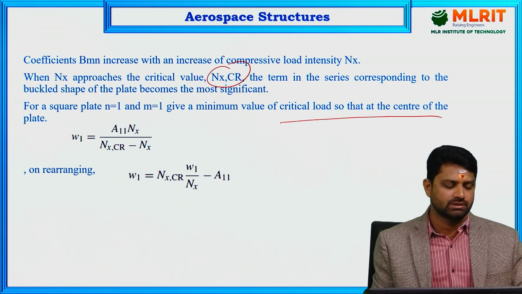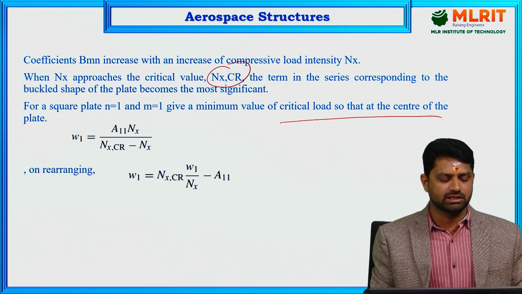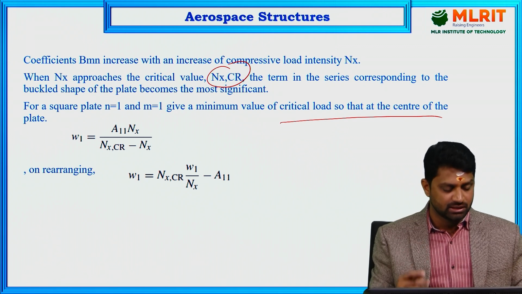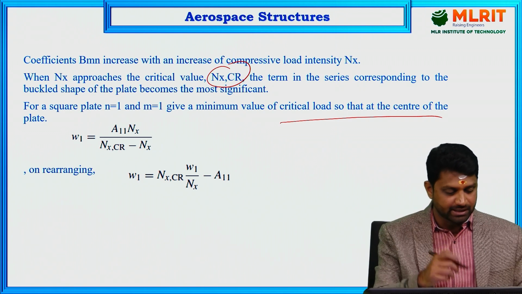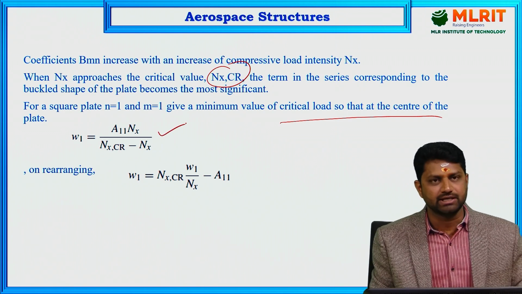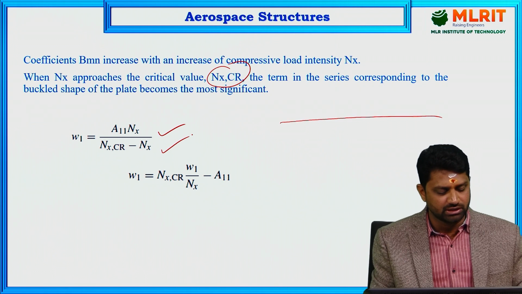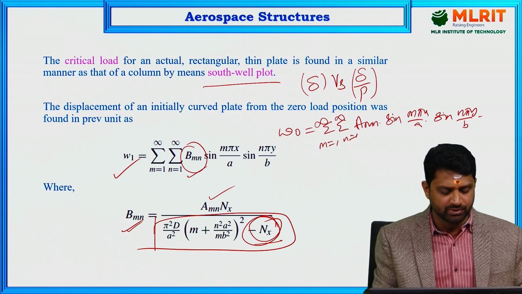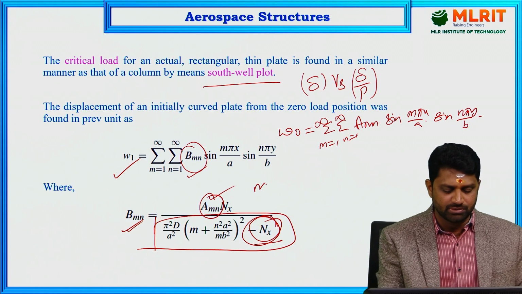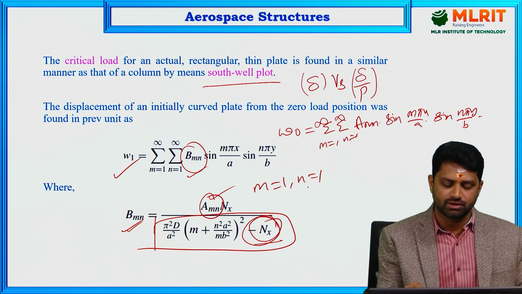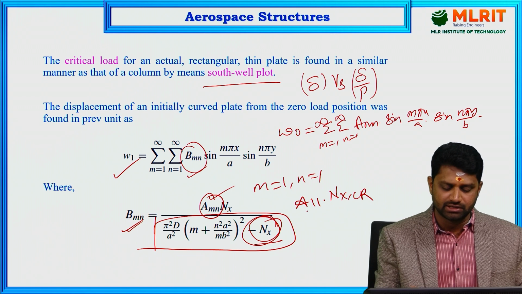Therefore A1, therefore W1, which is nothing but the change in deflection, you can get as A11 into Nx divided by Nx critical minus Nx. So in the formula you can see here, when you substitute m equals 1 and n equals 1, you can write it as A11 into Nx, and Nx becomes Nx critical, the critical condition, that is.